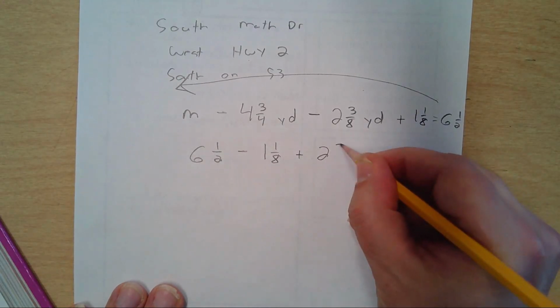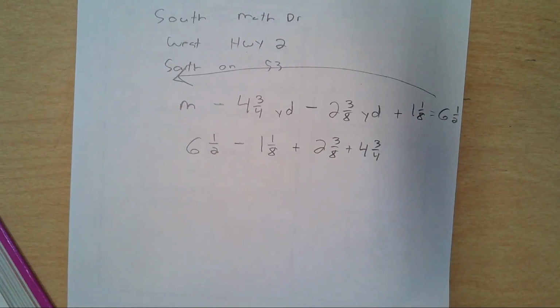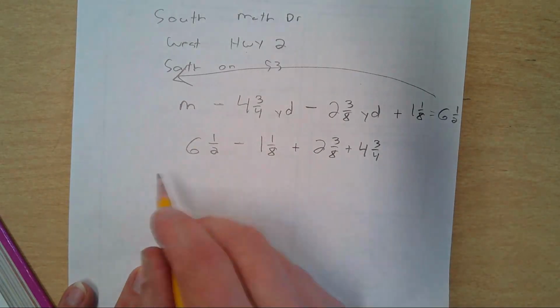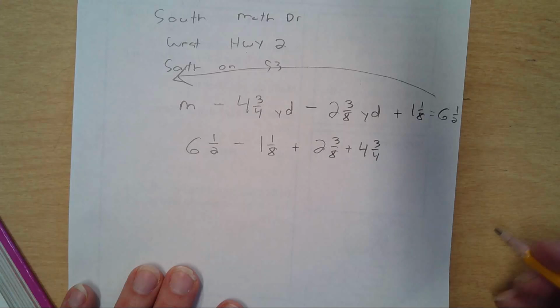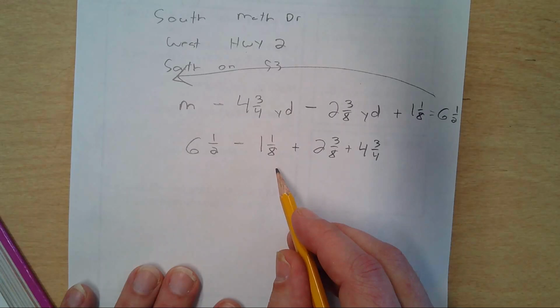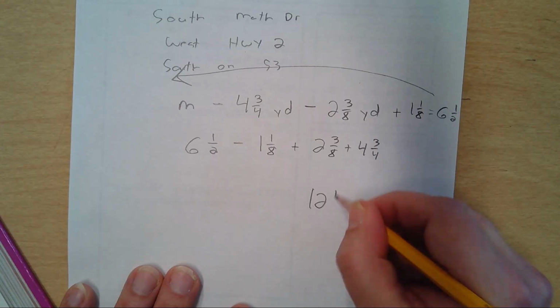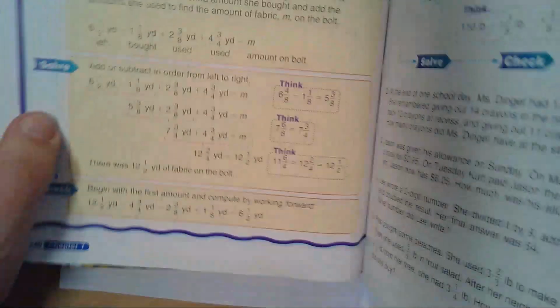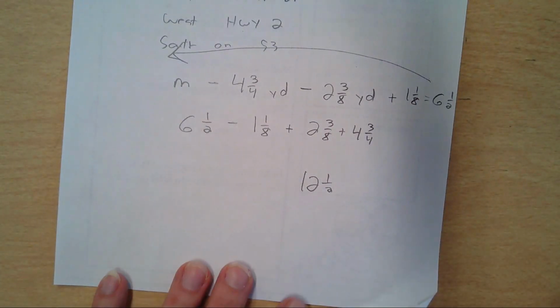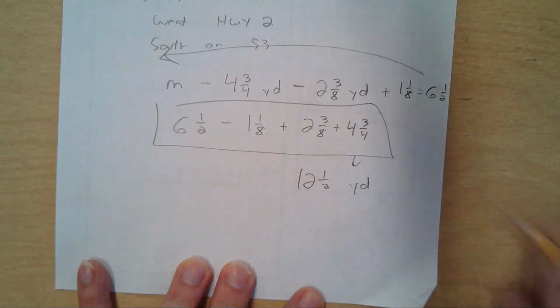So we're going to add the 2 3/8 and the 4 3/4 together here. And again, I'll spare us the time. We can look for a common denominator, but put it all together: 6 1/2 minus 1 1/8 plus 2 3/8 plus 4 3/4 would give me a grand total. It says it in the book. You can see all the math right there, step by step. We're just speeding this up, but I get 12.5 yards when I solve this. And that should make sense.